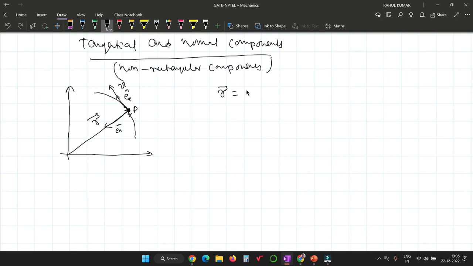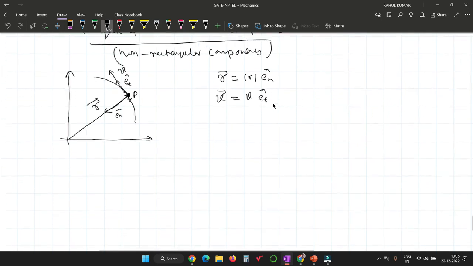Suppose at point P, what is the position of the particle? The position vector of the particle at point P is |r| e_n, right? And the velocity of the particle is nothing but v e_t, right?